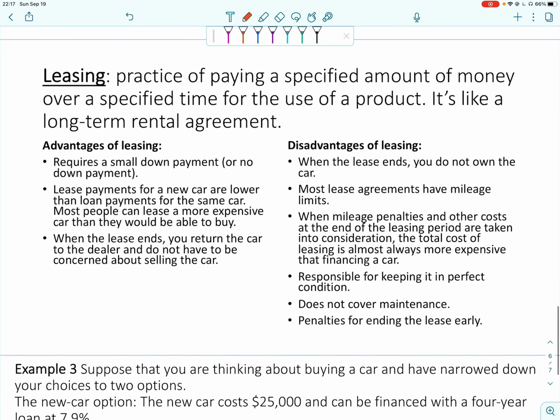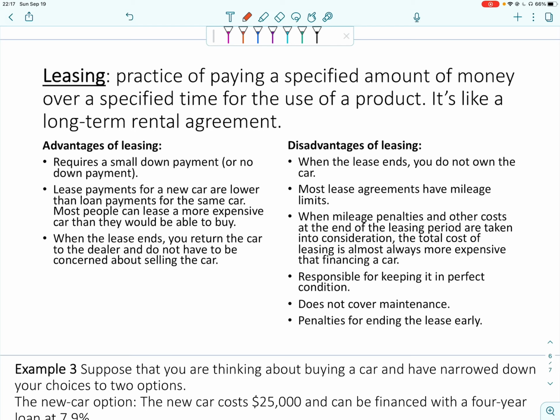Leasing is the practice of paying a specific amount of money over a specified time for the use of a product. It's like a long-term rental agreement. So you're borrowing the car, not borrowing the money to pay for the car. Leasing is kind of like renting an apartment, but for a car.